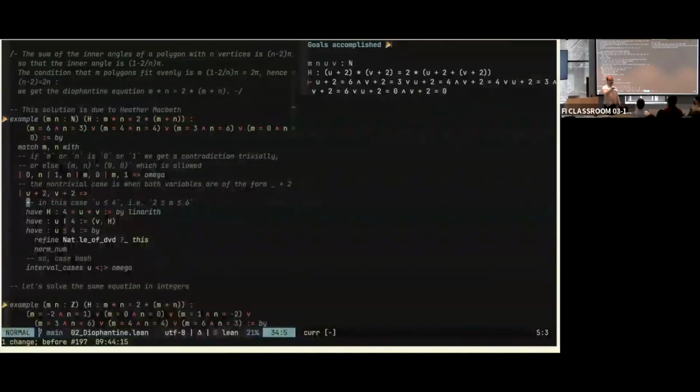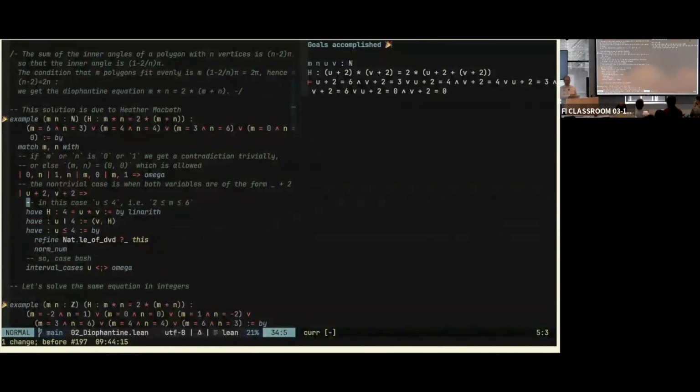And I typed u and v. She had typed m and n, but then my initial m was m plus 2 and n plus 2. It was a bit complicated. So m plus 2, u plus 2, v plus 2. And now you see what you have to prove at the end. You have an equation, u plus 2 times v plus 2 is 2 times u plus 2 plus v plus 2. And you have to prove this.